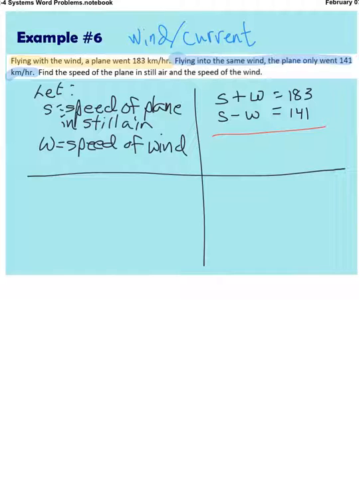So for this particular system, if you just add it together the way it is, the W's will automatically cancel, and you have 2S is equal to 324. Then we're going to divide by 2, and then we have S equals 162 kilometers per hour. And that seems reasonable. A negative number would not seem reasonable. You could have a decimal, but definitely not a negative.